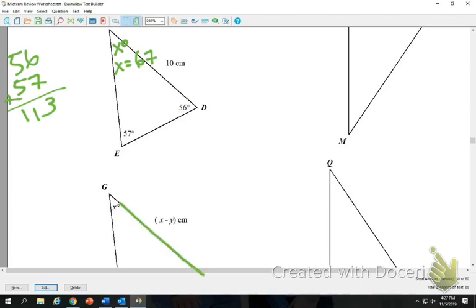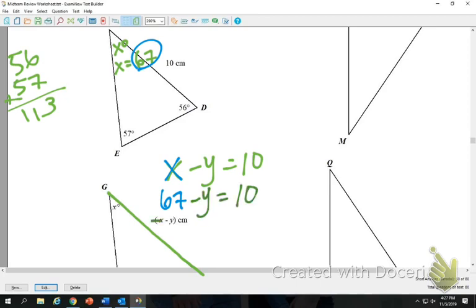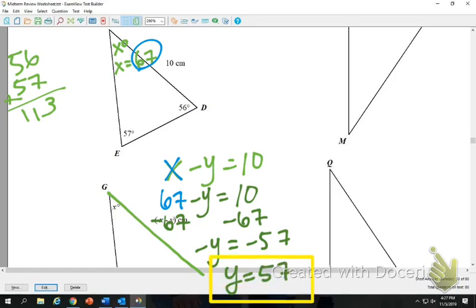Alright, and then I have this side, which is congruent to this side. So x minus y equals 10. I know the value of x. X is 67. Drop down the minus y equals 10. Subtract 67. Negative y equals negative 57. Divide by negative 1 and y equals 57. This does require work, so make sure they've got some.